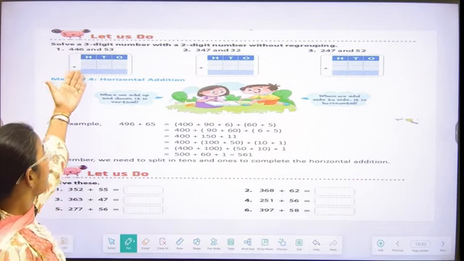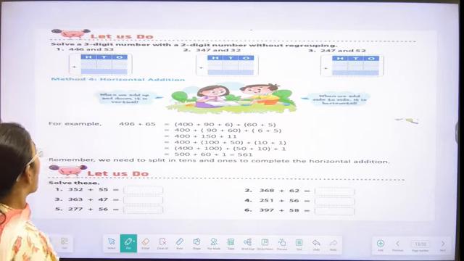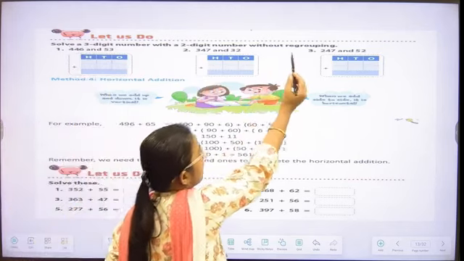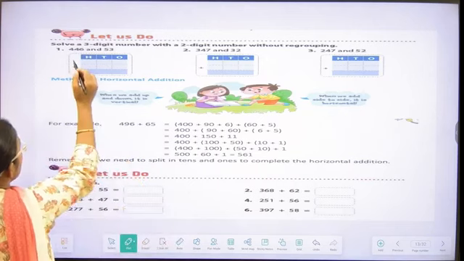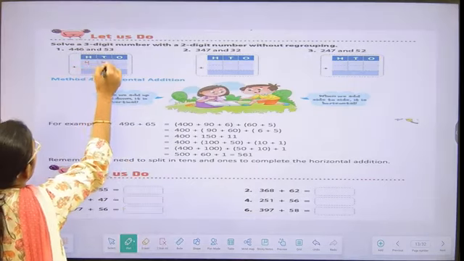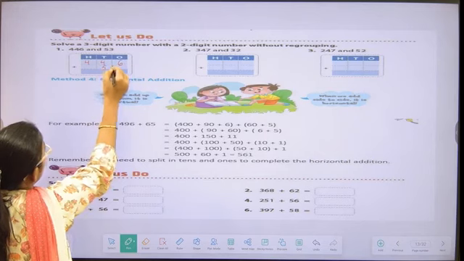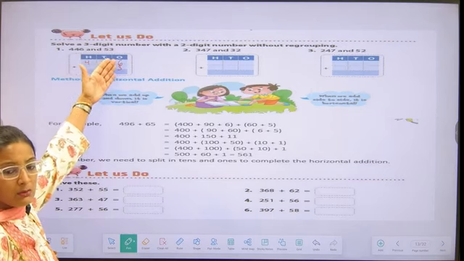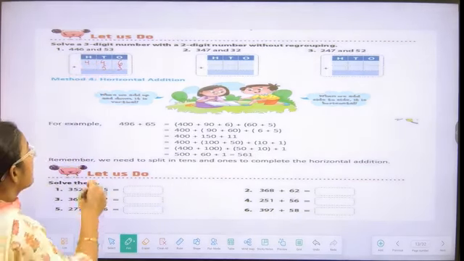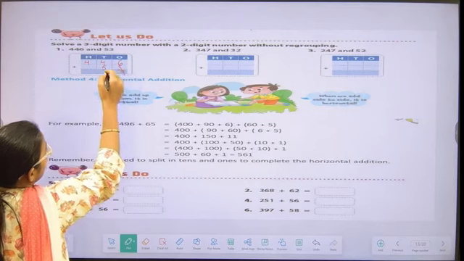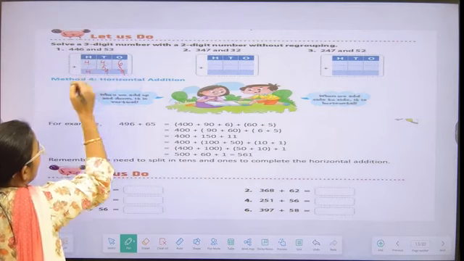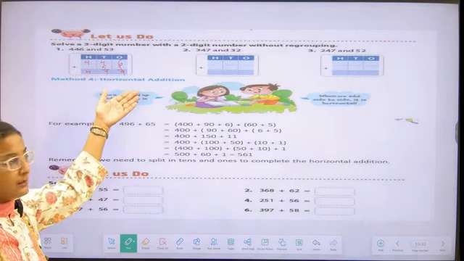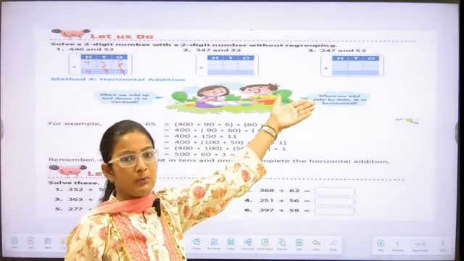Now, similarly, we can do more additions. We have to solve a 3-digit number with a 2-digit number without regrouping. Let's do the first one. First, we have to write 446. Then we have to write 53, students. Now start adding them by the ones place value. 6 and 3 will make 9, students. So we have to write 9 for that. 4 and 5 will make 9, and 4 comes down. So we can say that our sum will be 499. Similarly, you can do the second and third part, students.